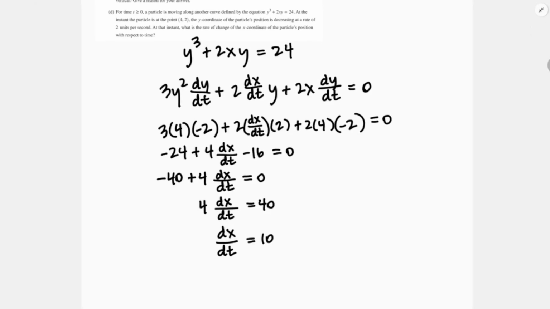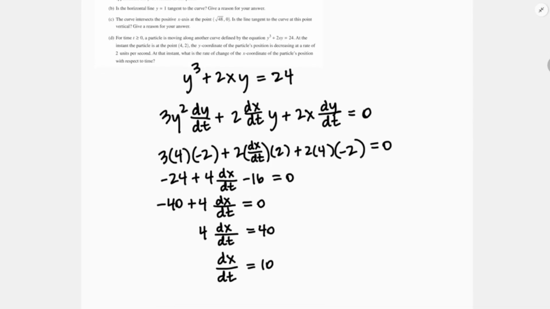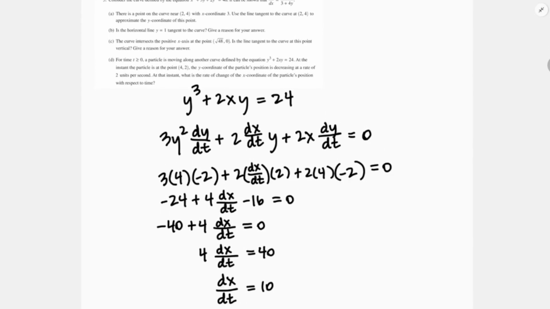At that instant, what's the rate of change of the x-coordinate? That's dx/dt, that's equaling 10, great. It didn't say to indicate units of measure because it's just going to be units per second. That's not all that much more interesting than what they already told us. Okay, so that's it. That is free response question 5 for Calculus AB solved.